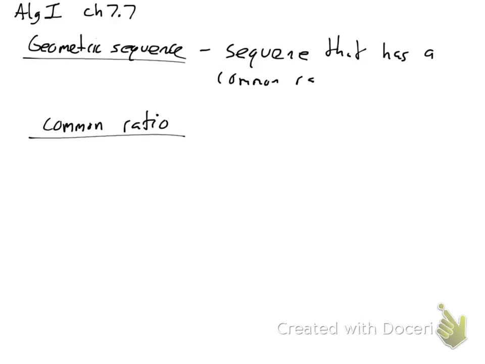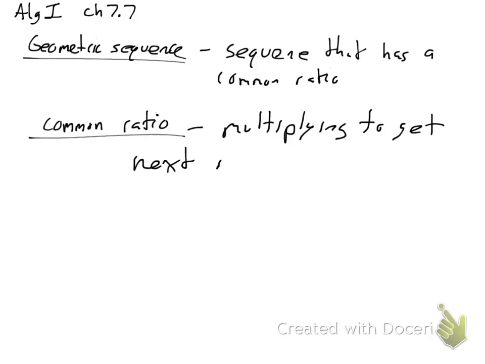common ratio. So a common ratio means that to get to the next number, you're multiplying it by something. So, multiplying to get the next number. When I say common ratio, it means a fraction.